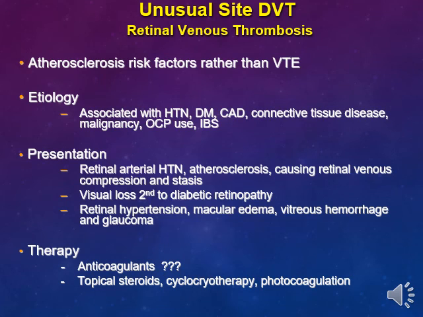Retinal vein thrombosis is usually associated with retinal arterial atherosclerosis in patients with hypertension, diabetes, and cardiac disease. So the patient comes with retinal artery atherosclerosis and may also have retinal vein compression and stasis. The patient comes with blurring of vision, macular edema, maybe vitreous hemorrhage or glaucoma, and the role of anticoagulation is questionable. Treatment includes topical steroids, cryotherapy, photocoagulation, or maybe surgical decompression in some cases.